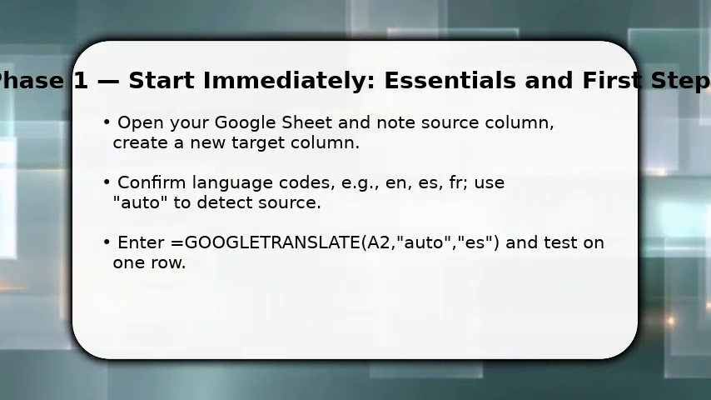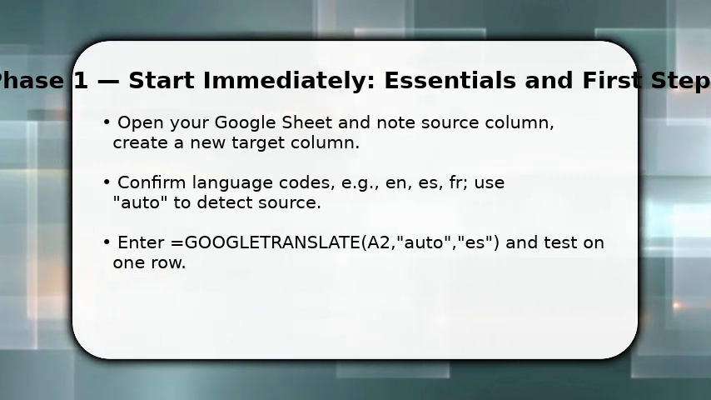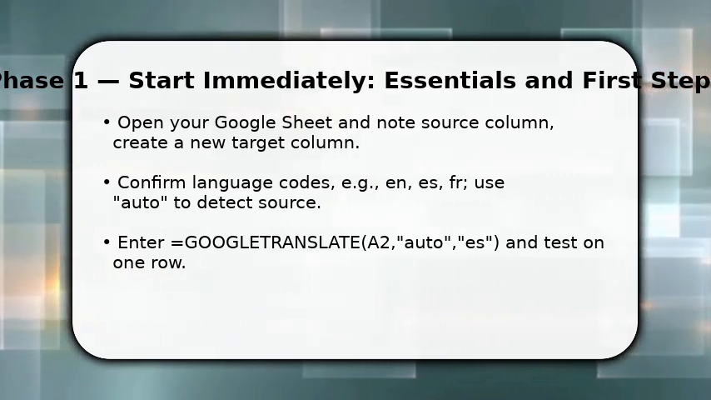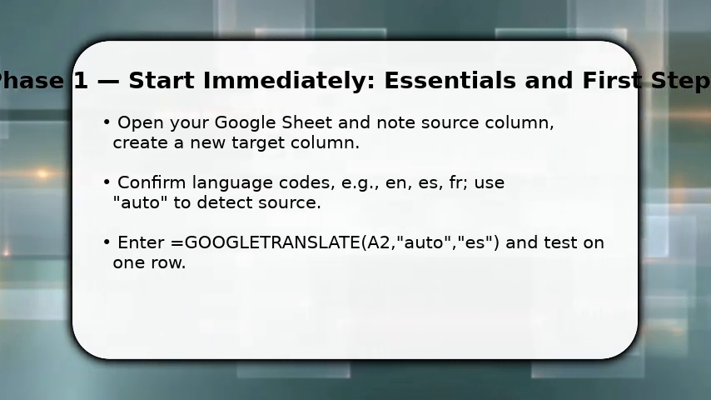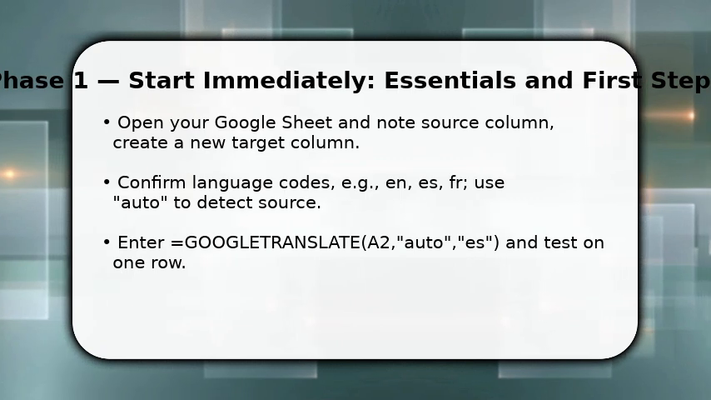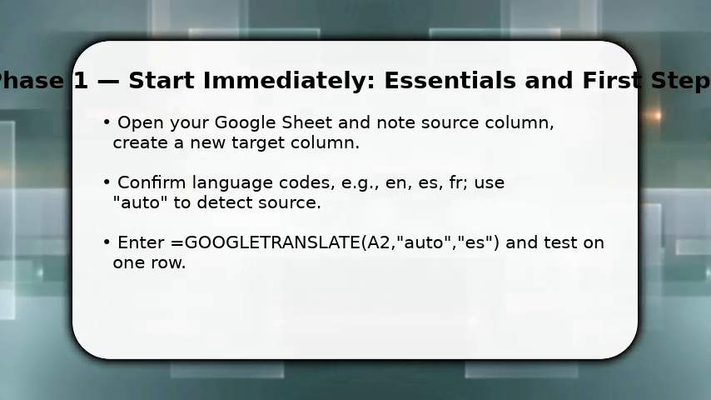Now, put =GOOGLETRANSLATE(A2, "auto", "es") into the first target cell and hit enter. This runs a live translation so you can see how Google maps words. Once it returns text, you'll know the formula works and can expand it to more rows.